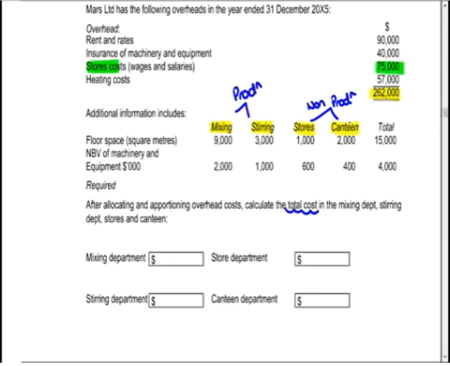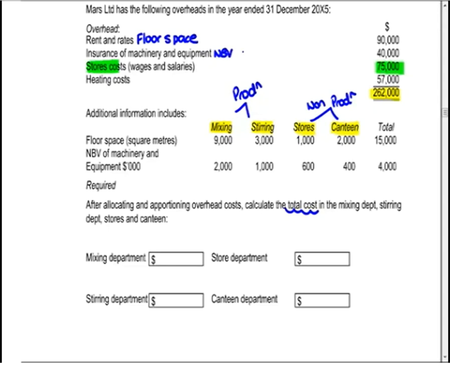So if we're thinking then about rent and rates, an appropriate basis of apportionment might be the floor space. We're given the information then about how the 15,000 square metres of factory is shared out between the departments, and as the mixing department has the most floor space, is the biggest department, it seems appropriate that it should have the most amount of rent apportioned to it. The insurance costs of the machinery could be based on the net book value of the machinery and the equipment, that information that we're given below.